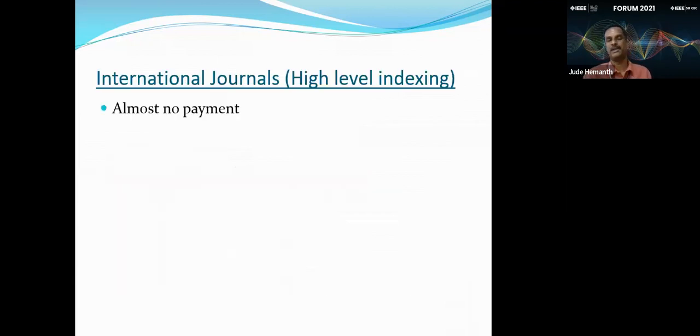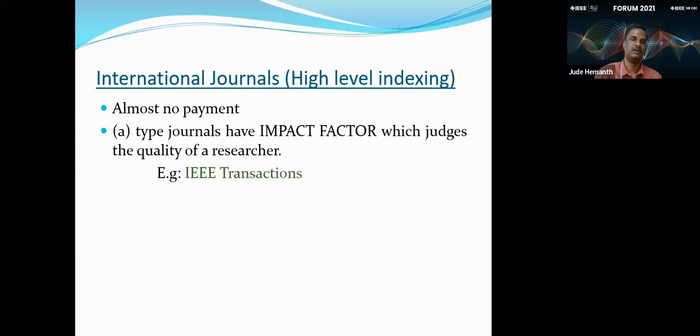Right? Almost no payment. Most of the time there is no payment, but nowadays the journals are slightly shifting to open access more because they need some money too. But if you have some collaborators, maybe you can have some arrangement for that.